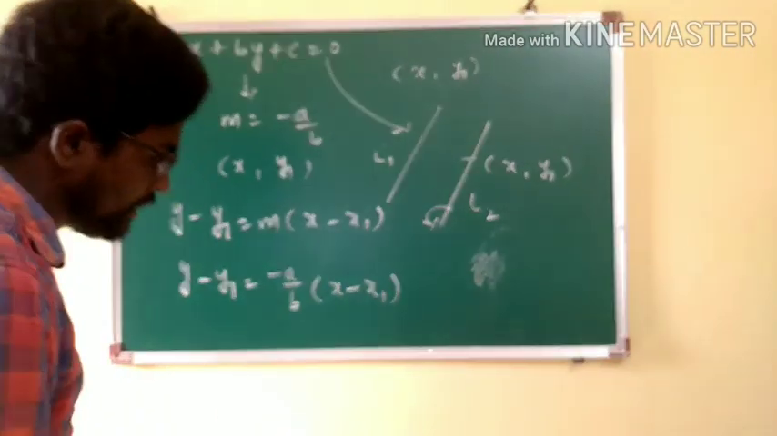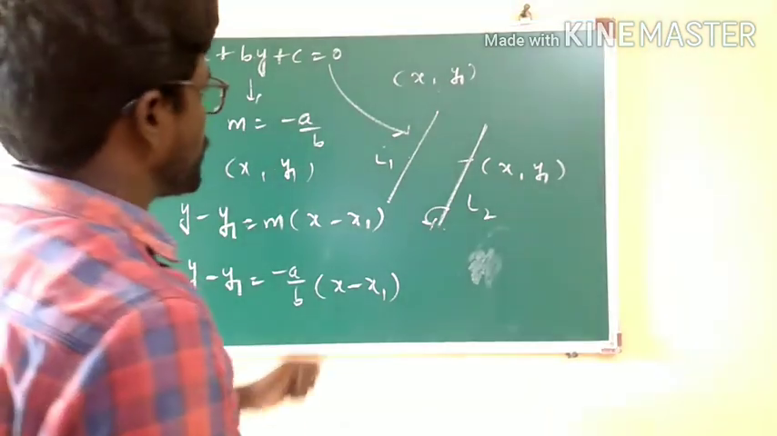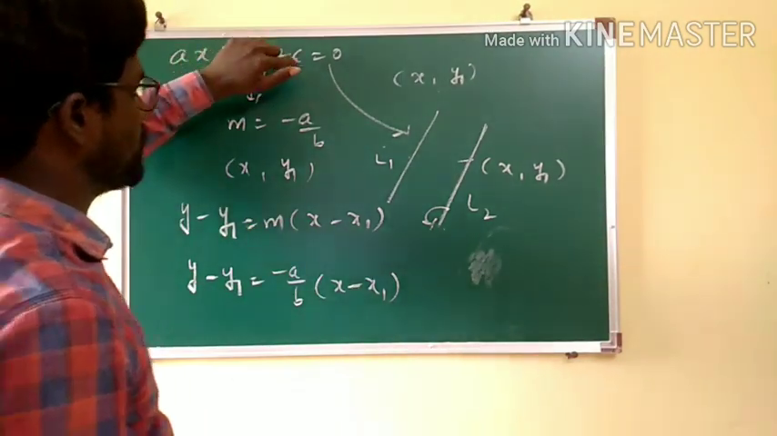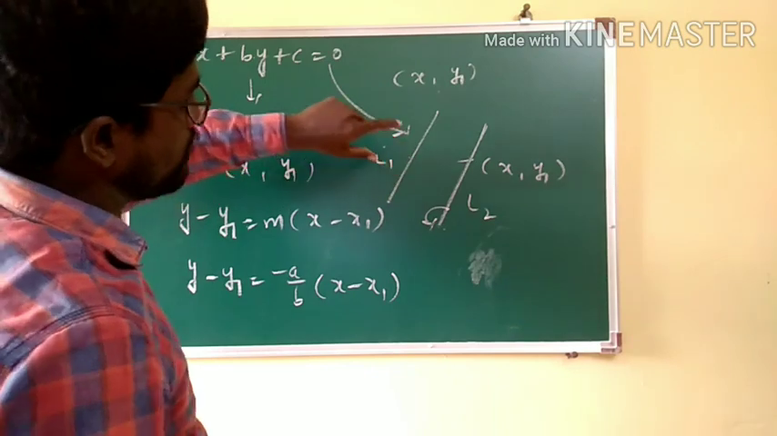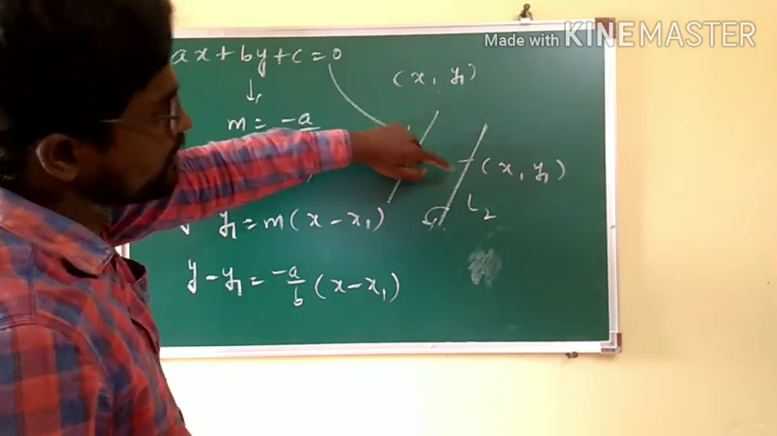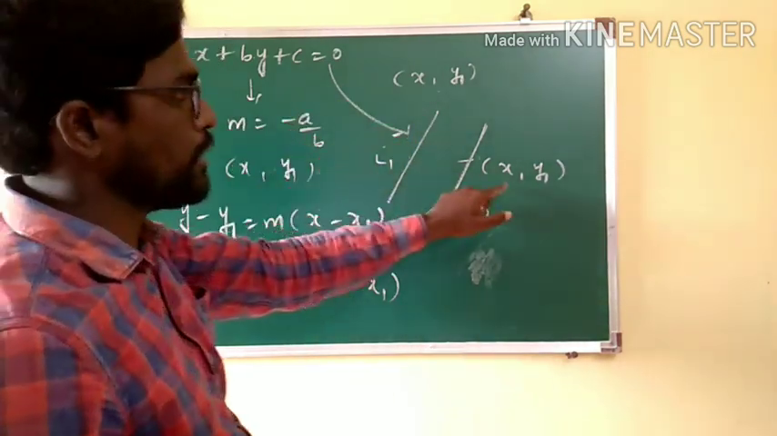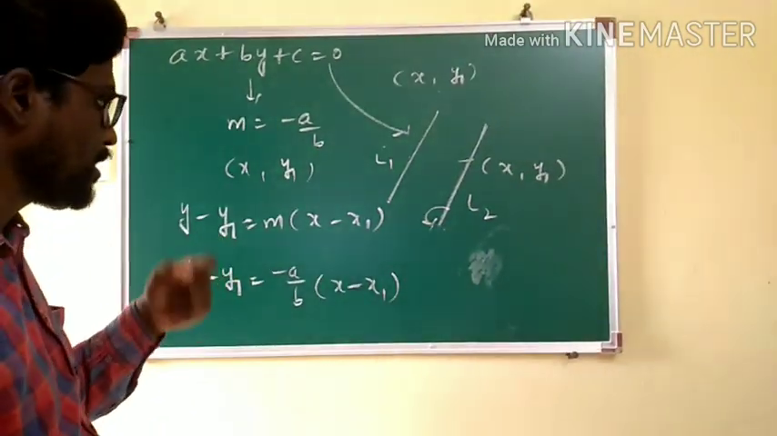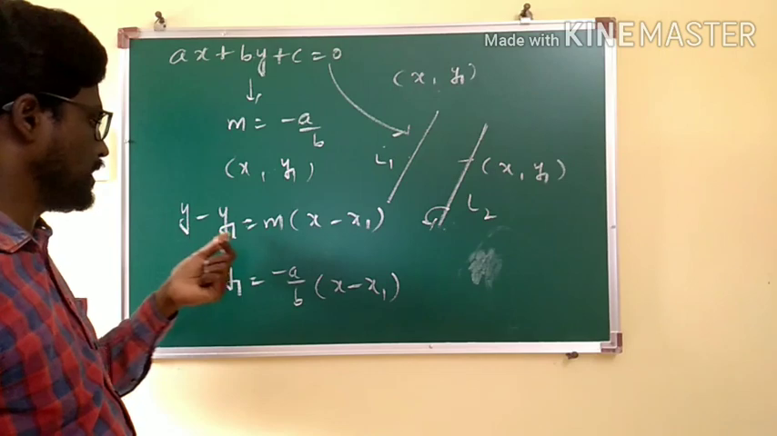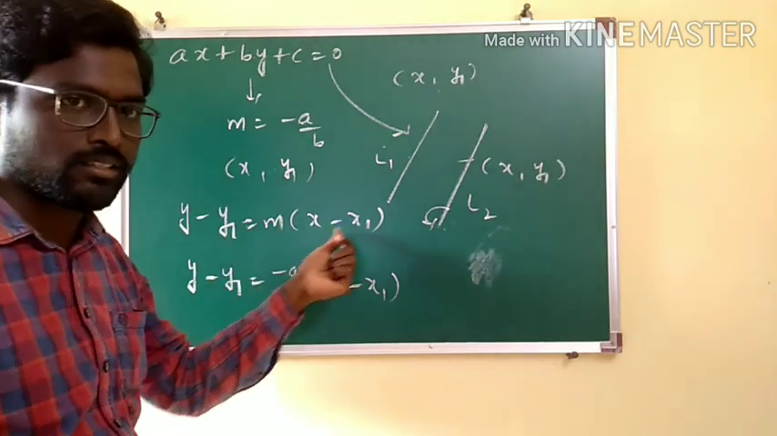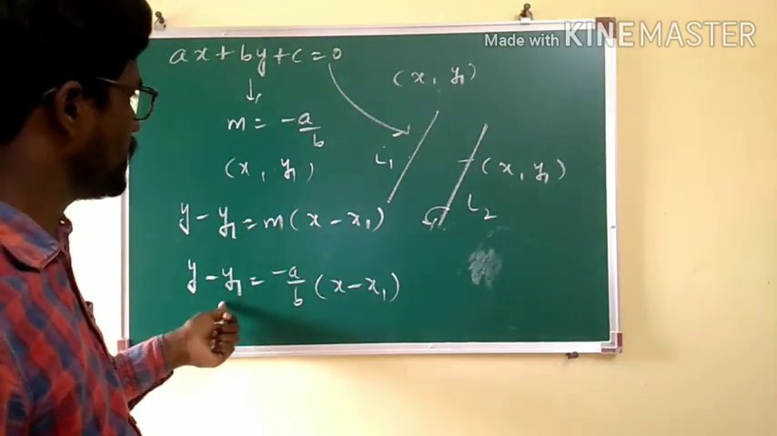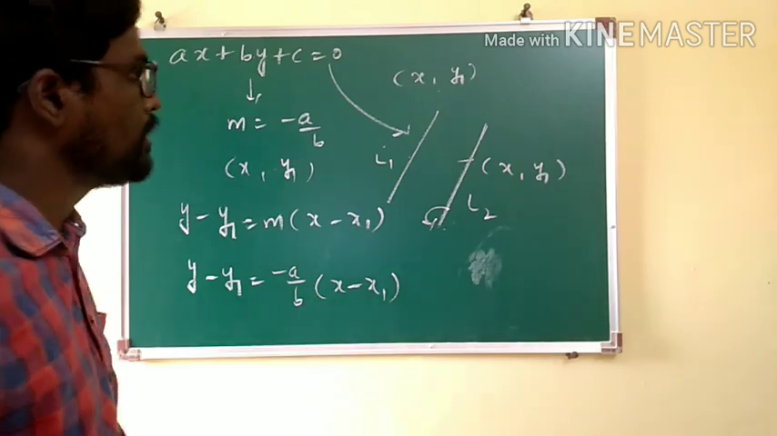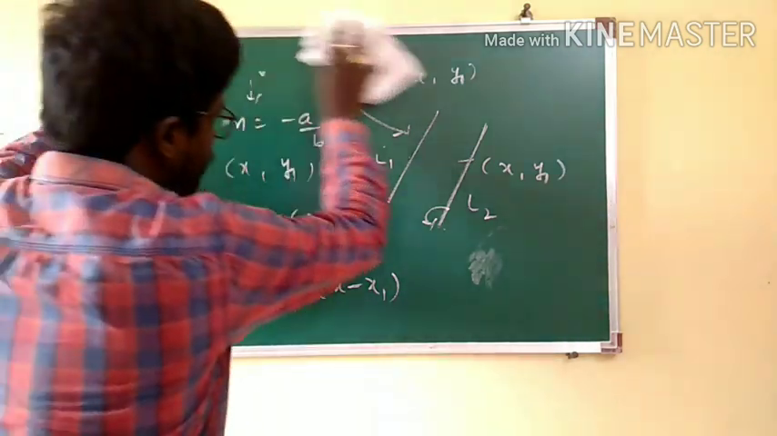Hope you got my point here. I simply took the slope of the line ax plus by plus c equal to 0. Since this line is parallel to it, it also will have the same slope, and it is passing through the point x1 y1, so I used the concept of point and slope form, that is y minus y1 is equal to m into x minus x1. So y minus y1 is equal to minus a by b into x minus x1.